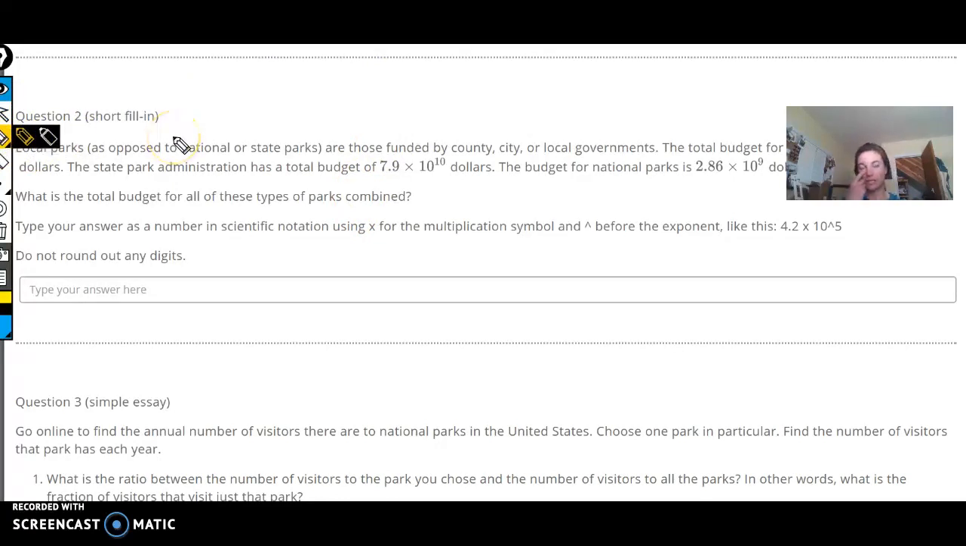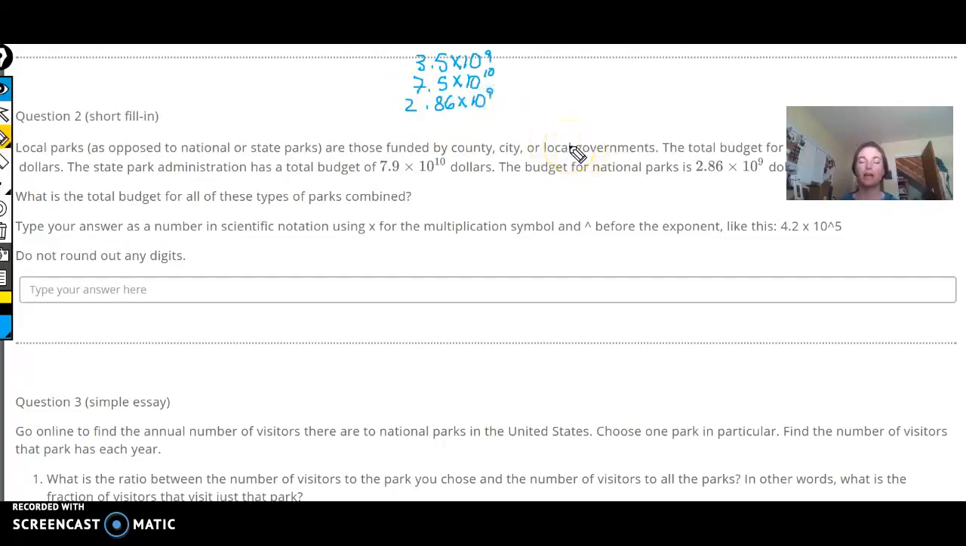This is a little bit challenging, but definitely within our scope of ability. So we've got 3.5 times 10 to the ninth, and we are adding that to 7.5 times 10 to the 10th, okay? And then we're adding that to 2.86 times 10 to the ninth.